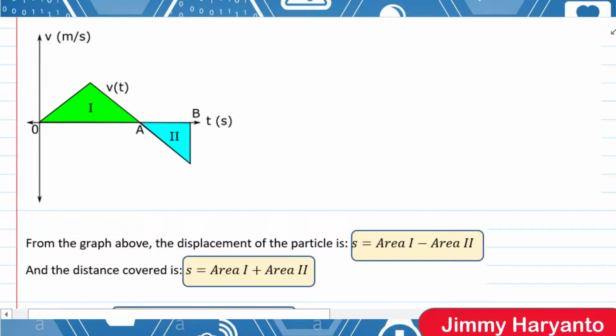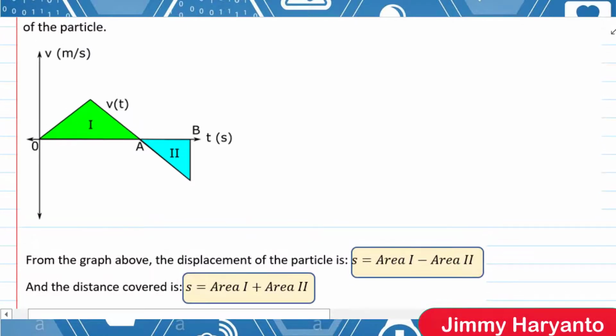Okay, next is distance. As I told you before, the distance will never have a negative value, right? So you have to add them together, area 1 plus area 2, for the distance. That is the difference between displacement and distance for simple questions like that.